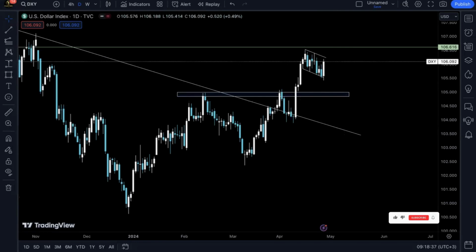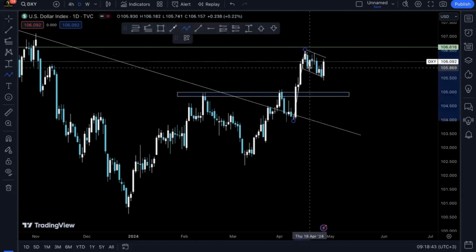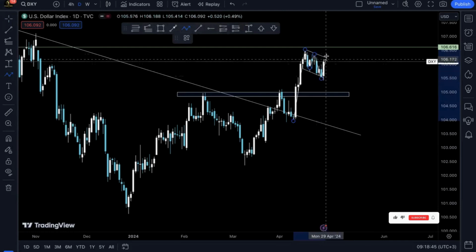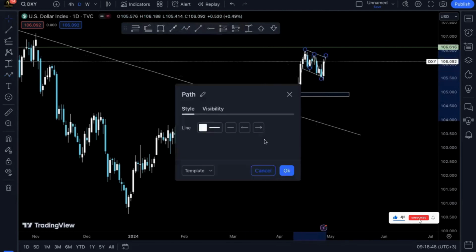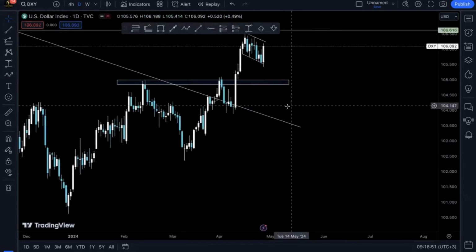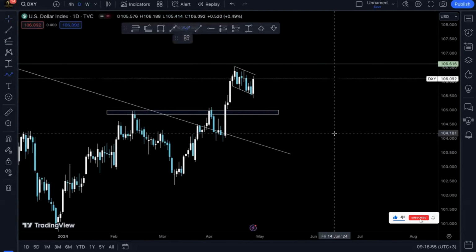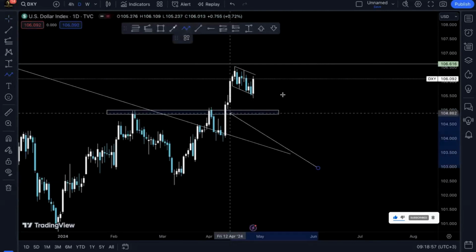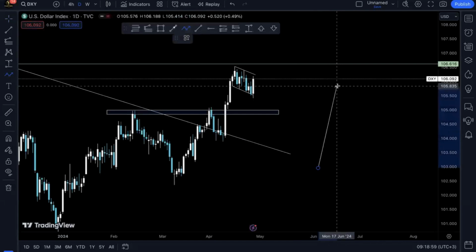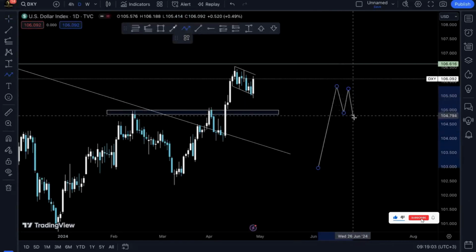So a flag pattern is this one right here. You can see that. So the way a flag pattern works, it's a continuation pattern. For instance, we had this bullish rally. Prices will come and start creating this flag pattern.